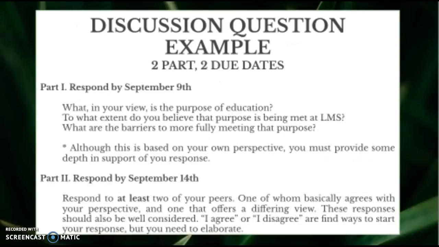That response that I just provided to you is due on September 9th. That doesn't mean I'm completely done with the assignment. I still have to respond to 2 peers by September 14th. And again, when I'm responding to those 2 peers, I must respond to one that agrees with my perspective, and I must reply to someone who doesn't necessarily agree with my perspective. And I must do it in a respectful way, and I must elaborate.